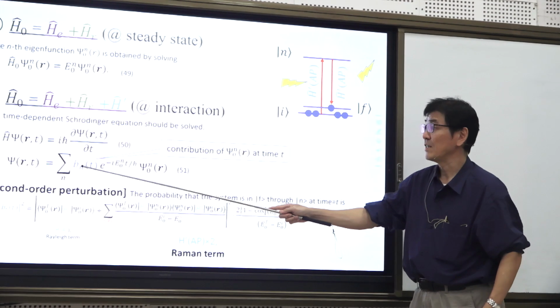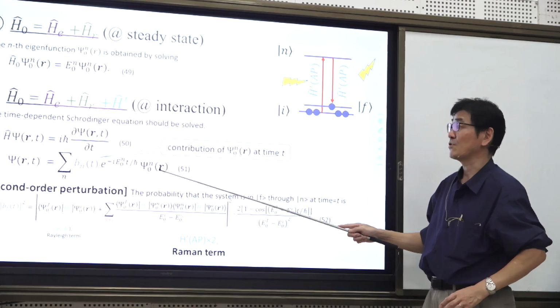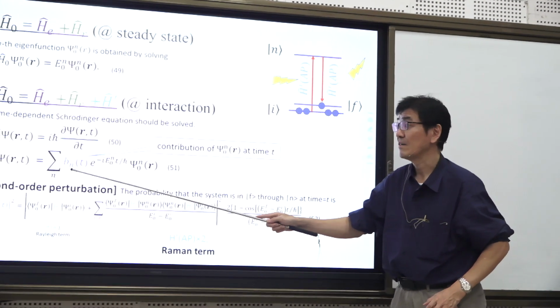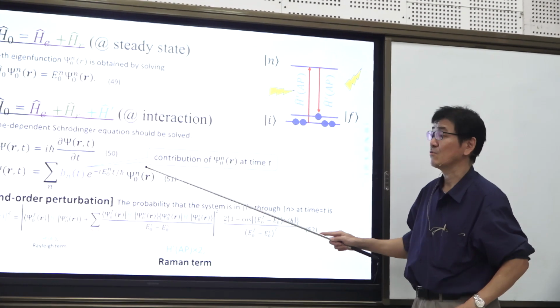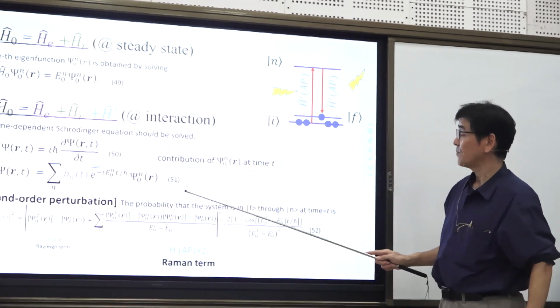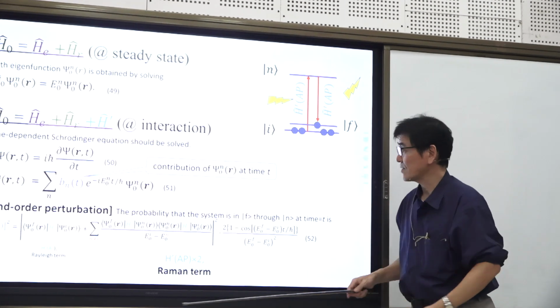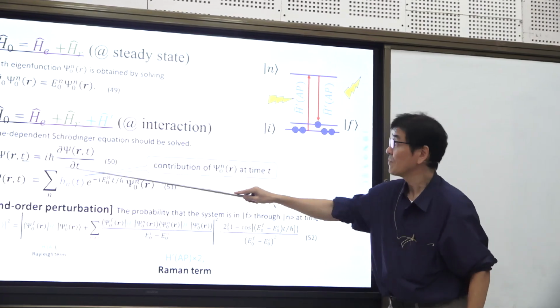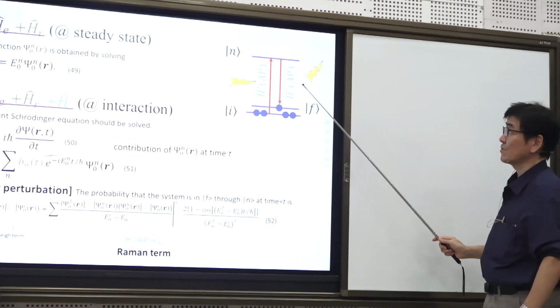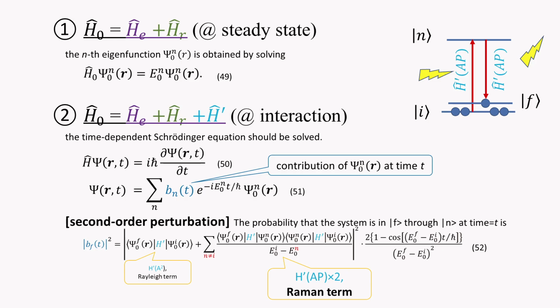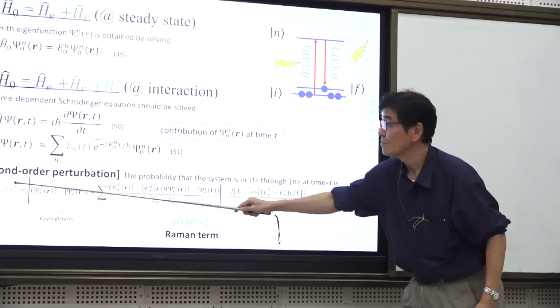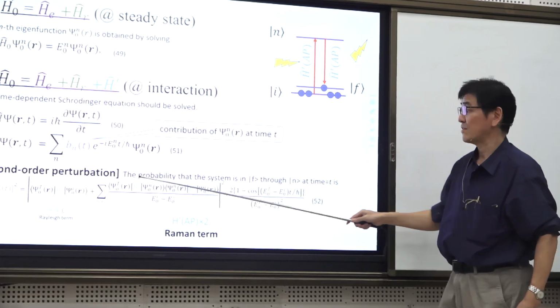So if B is large, the contribution of this wave function is large. If B is small, the contribution of this wave function is small. So it varies time by time. And I skip the details, but the Raman process is a second order perturbation. So by considering the second order perturbation, we get the expression of B as a function of time, like this.